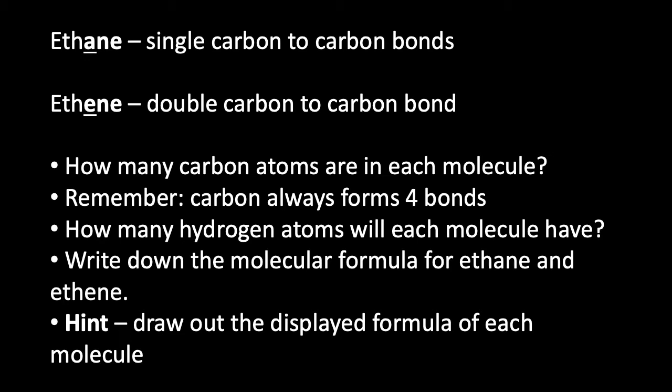So how many carbon atoms are there in each molecule? I want you to remember the key fact that we went through, which is that carbon always forms 4 bonds. I'd like you to think about how many hydrogen atoms will be in each molecule and therefore write down the molecular formula for ethane and ethene. It may help you to first draw out the displayed formula for each molecule, remembering that carbon always forms 4 bonds. I'll give you a few minutes to give that a go, maybe 5 at the most. So please pause the video and then we'll run through the answer shortly. Doesn't matter if you don't get it right. All I'm bothered about is that you give it a go.